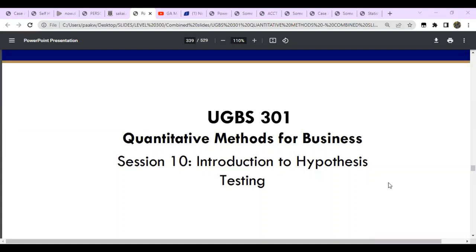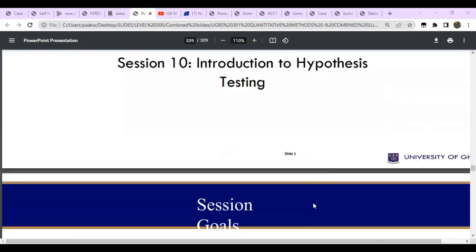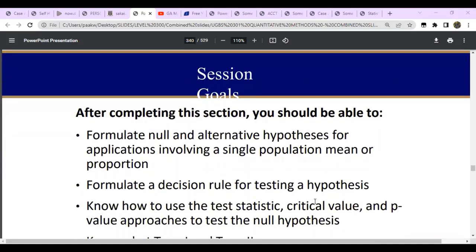Today we are starting with session 10. It is Introduction to Hypothesis Testing. Right. Introduction to Hypothesis Testing. So here the session goes.